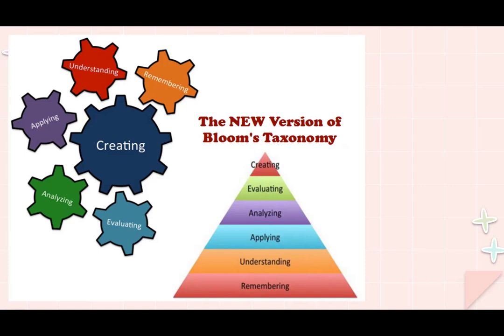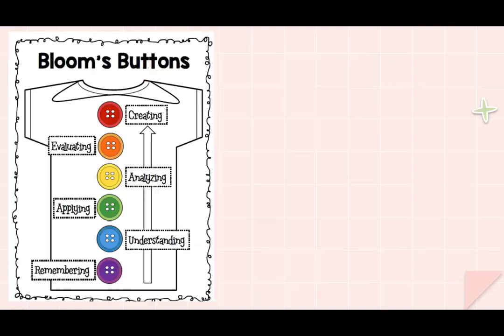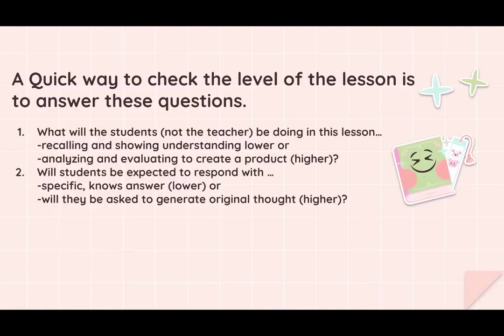Here are some of those examples for Bloom's taxonomy that we all learned while we were in school. So remembering is at the bottom. That's the easiest type of question. And going up, we go to understanding, apply, analyzing, evaluating, and creating. Here's another example of Bloom's buttons, where the purple is the lowest level thinking question and creating is the highest. How can I check the level of a lesson to answer these questions?